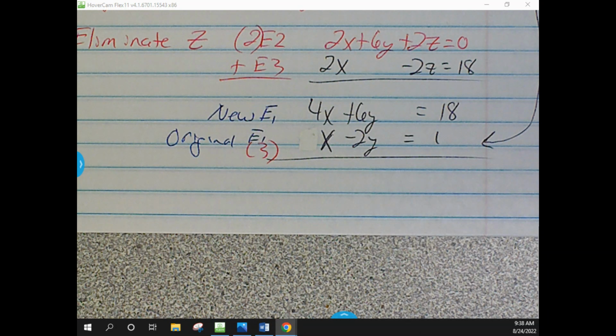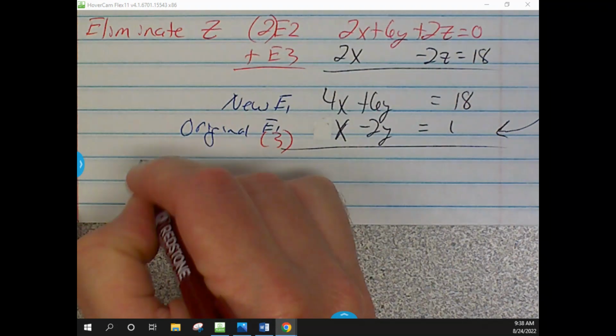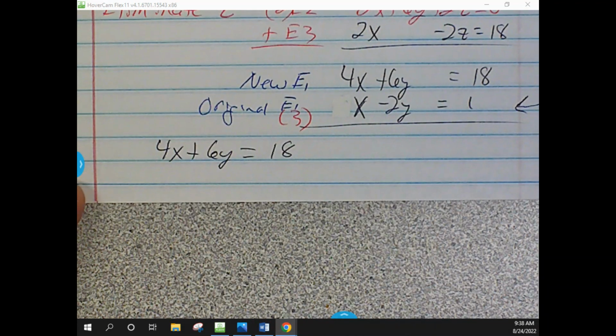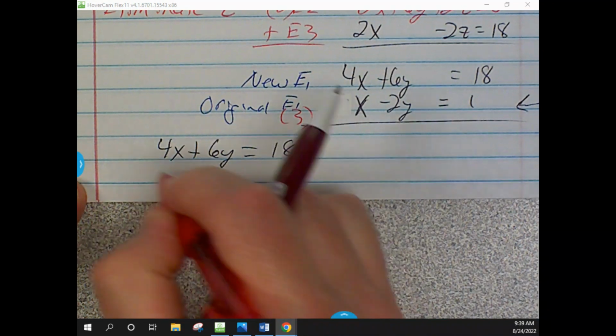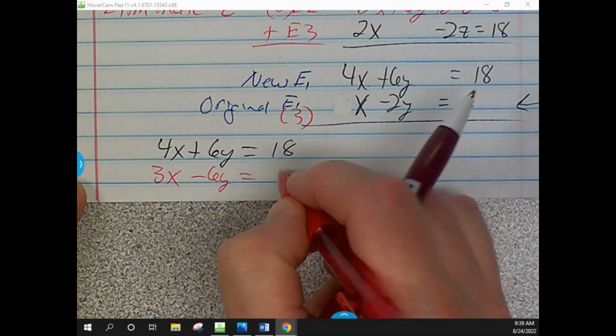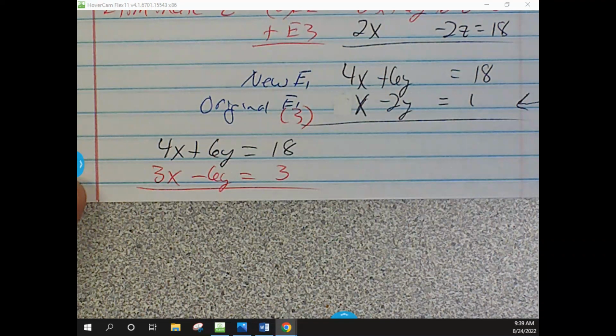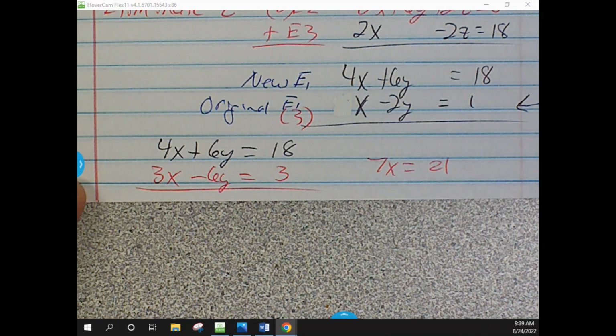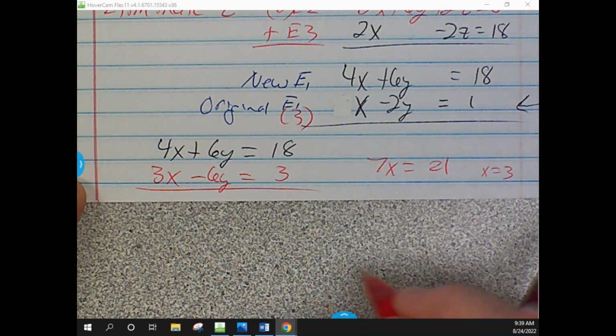Okay, so now we're going to take the bottom equation, multiply it by 3. So we have 4x plus 6y equals 18. Multiplying the bottom equation by 3, now we've got 3x minus 6y equals 3. Okay, putting that together, I'm running out of room here, so we're going to get 7x equals 21. So we get x equals 3.